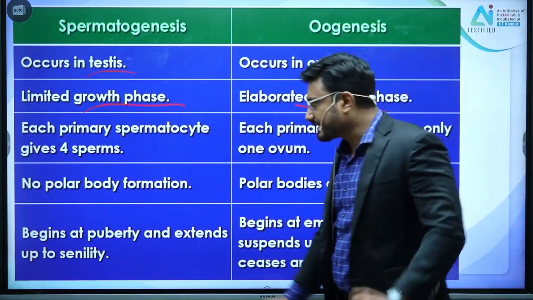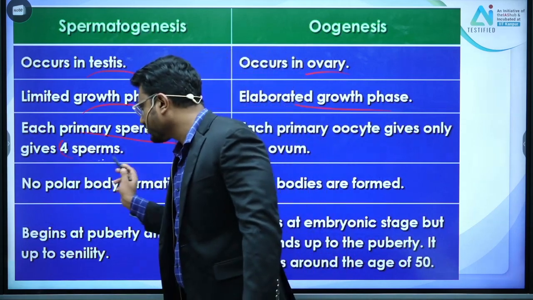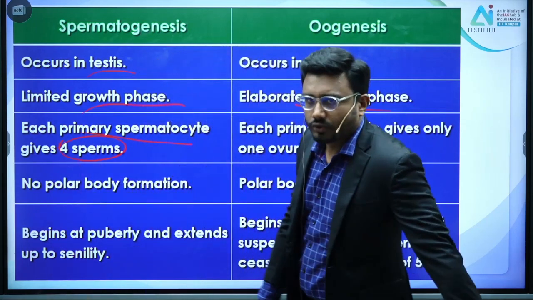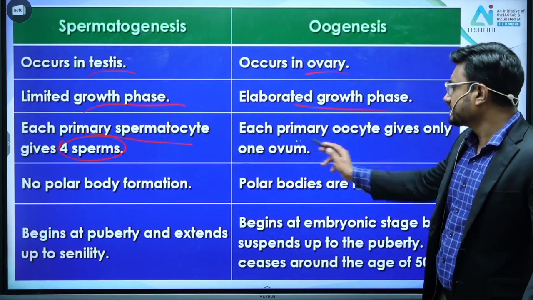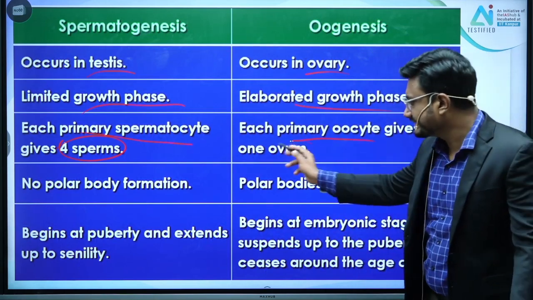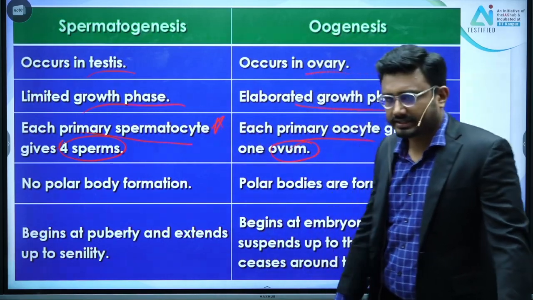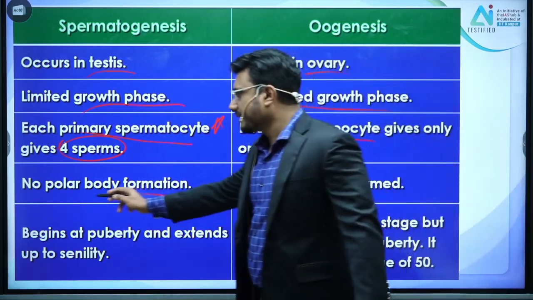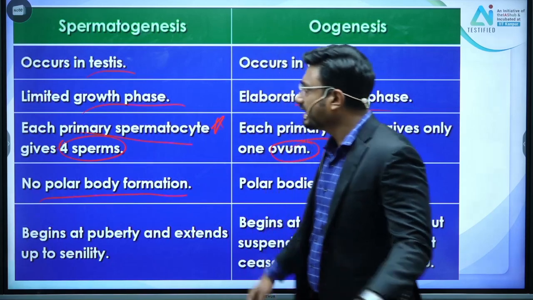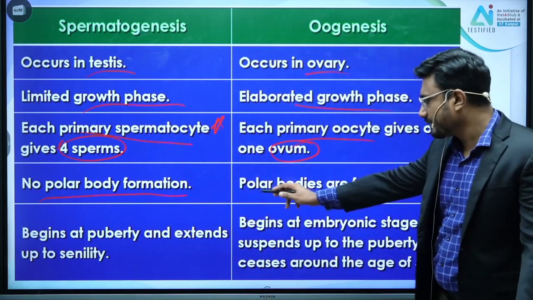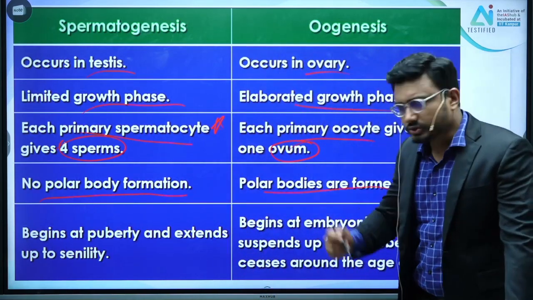Each primary spermatocyte is responsible for giving rise to 4 sperms, whereas each primary oocyte gives rise to a single ovum. So this difference is very important. There is no polar body formation in the case of spermatogenesis, whereas polar bodies are formed in the case of oogenesis.